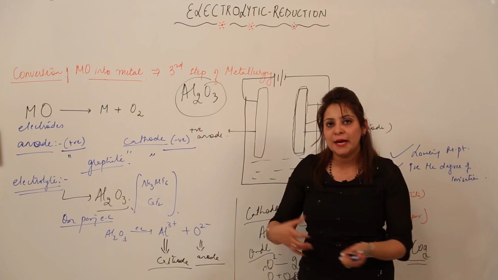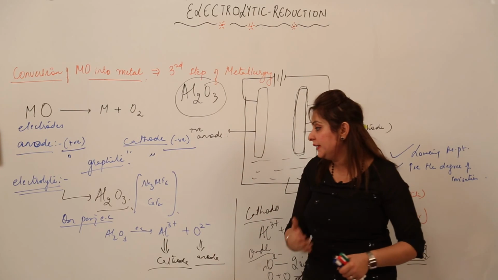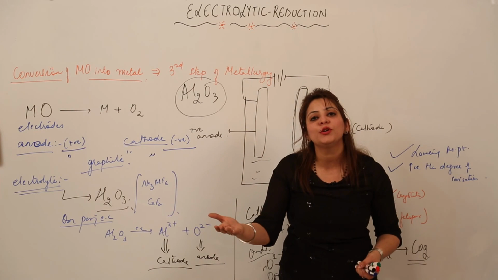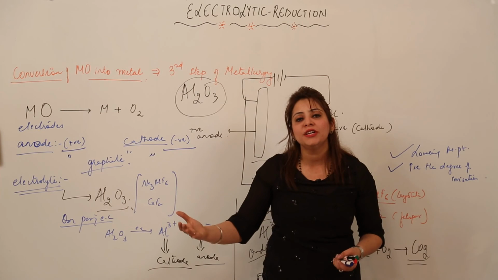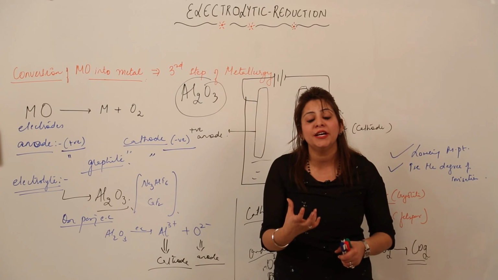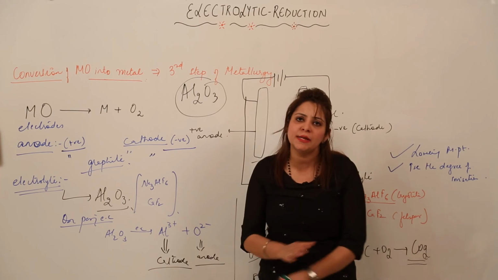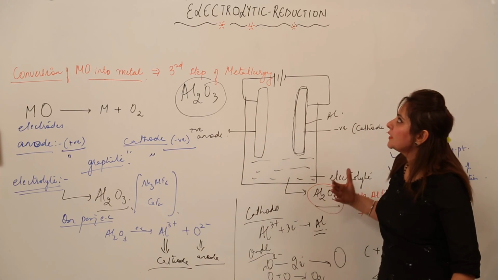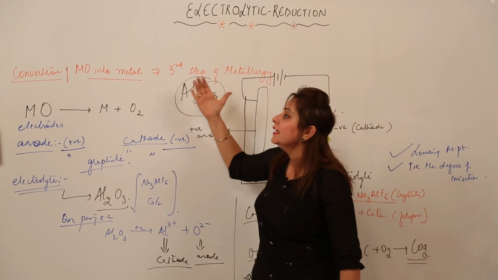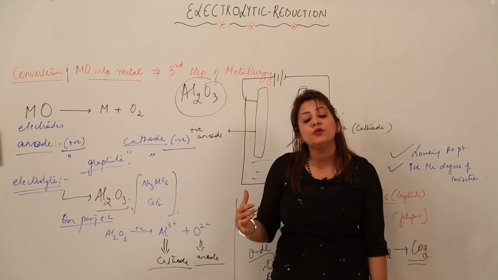I took aluminium as an example, but you can do it for any other case. Keep in mind that we don't always add cryolite or feldspar. Sometimes we need to add it if we want to decrease the melting point and increase the degree of ionization, and sometimes we do not. If the electrolyte is already a good electrolyte and dissociates completely, there is no need to add anything. So this is the process of electrolytic reduction, the third step of metallurgy, which deals with the conversion of metal oxide into metal, and it is also a use of electrolysis.